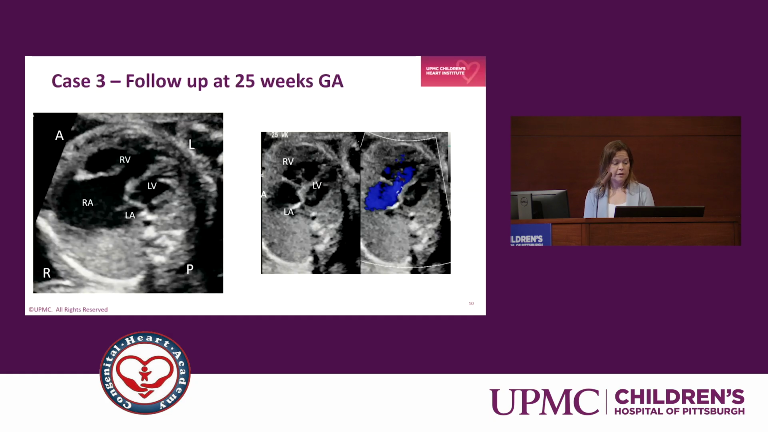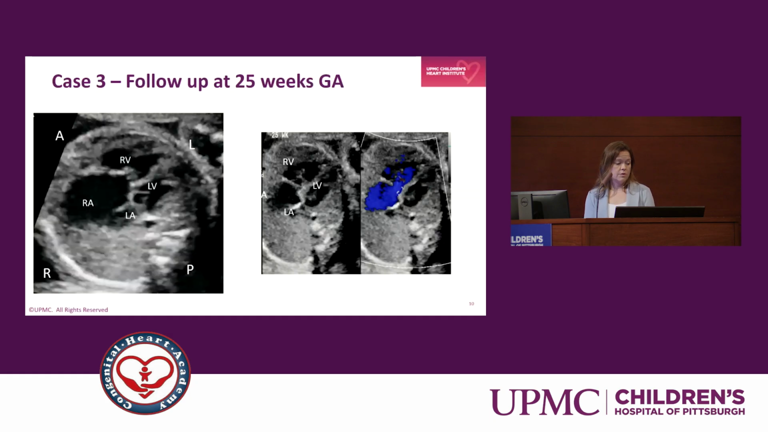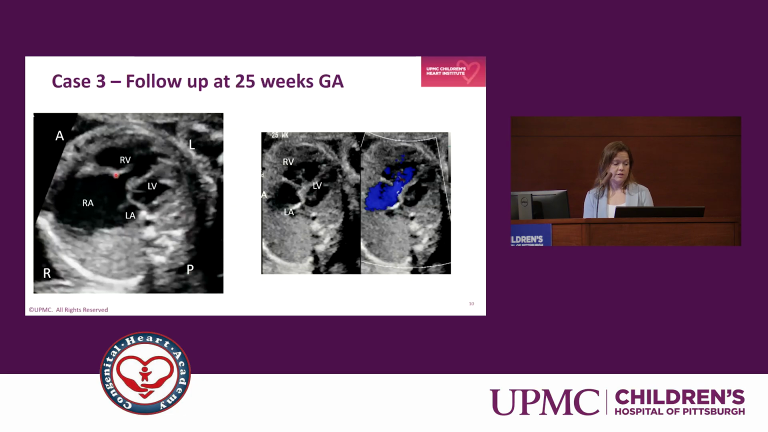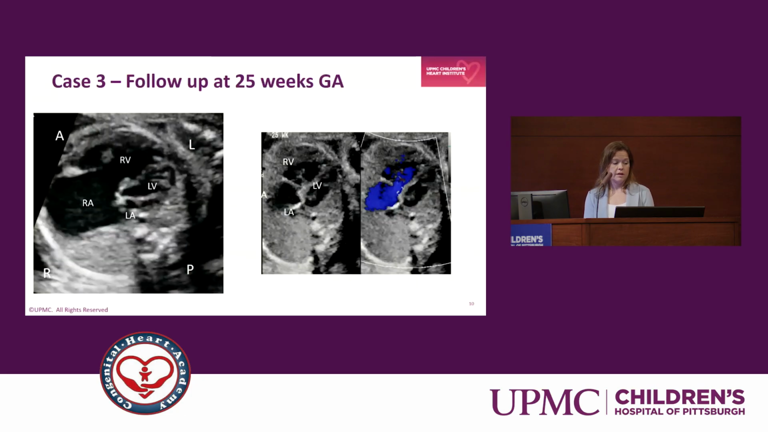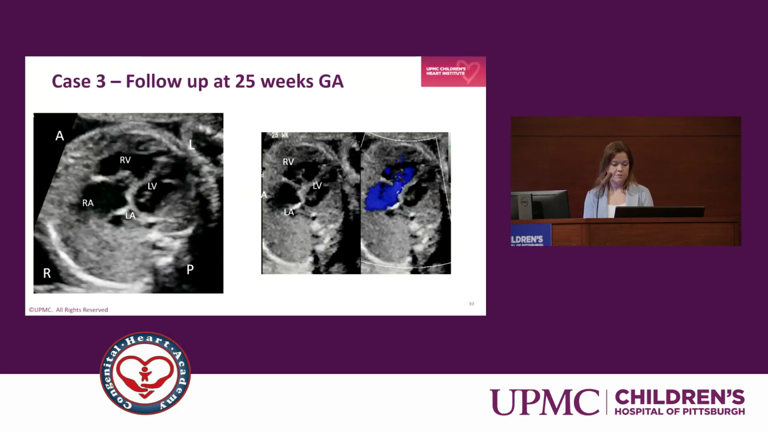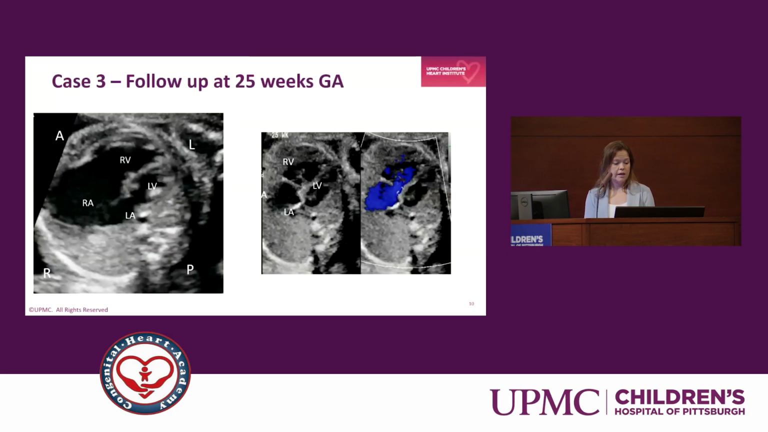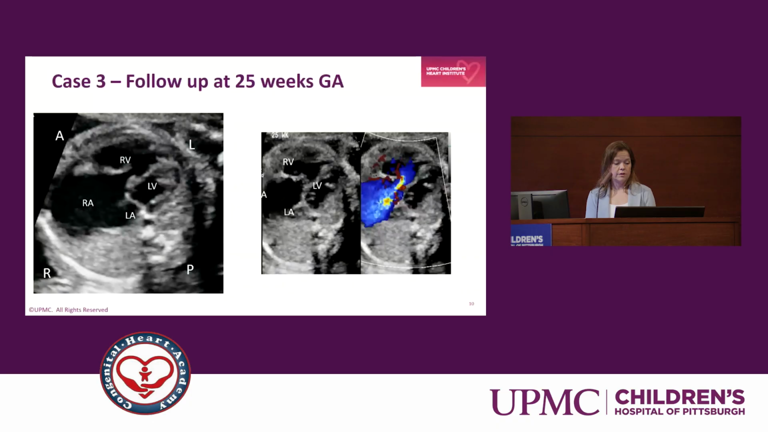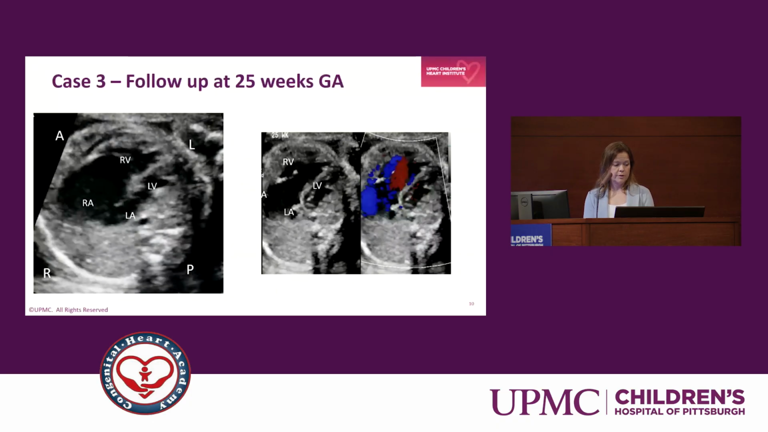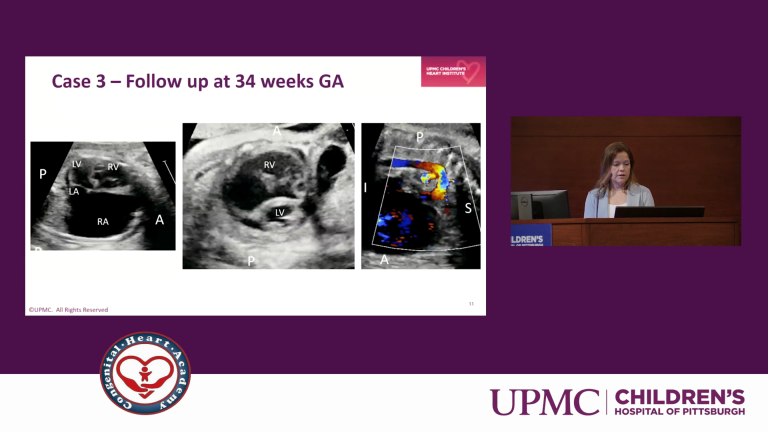At follow-up at 25 weeks gestation, we can see there's progression of the size of the heart in the chest with severe right atrial enlargement. Again, the right ventricle is dilated with decent function still at this time. And on the right, ongoing severe tricuspid insufficiency, but no evidence of high drops.